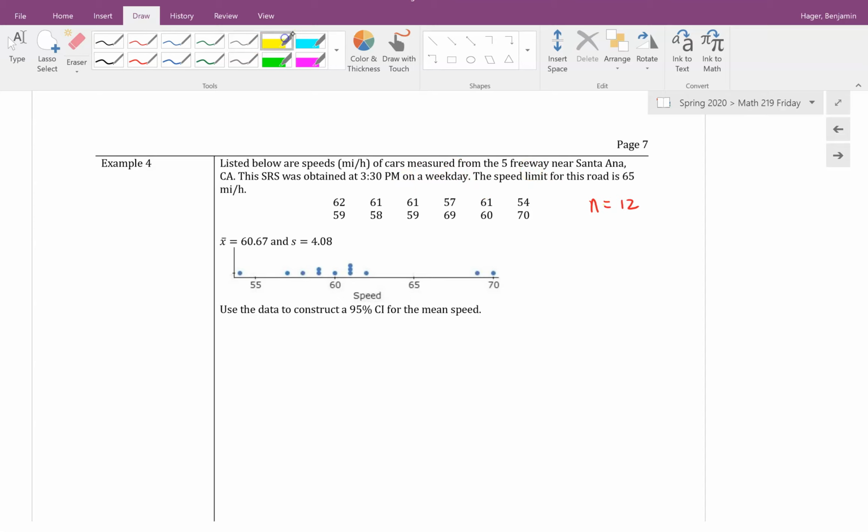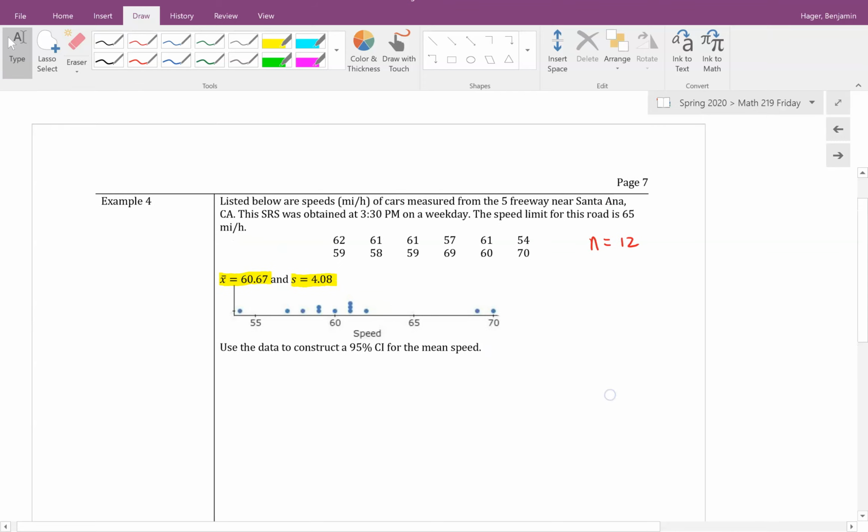They were nice enough to go ahead and crunch these numbers for us, and they gave us the sample mean and the sample standard deviation. We could have plugged those into StatCrunch and asked it to do it for us, but they went ahead and did it. Construct or use the data to construct a 95% confidence interval for the mean speed.